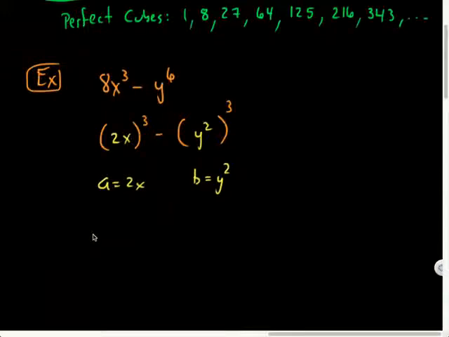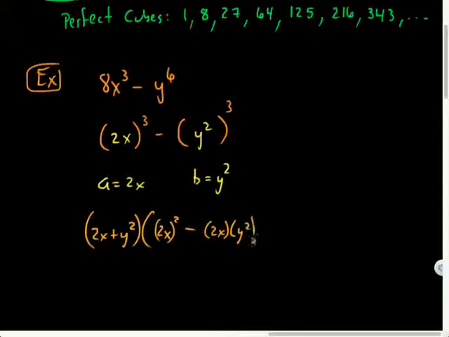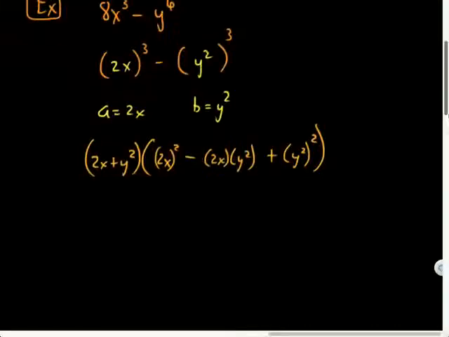So that's going to be a plus b, so that's 2x plus y squared, times a squared, so that's 2x all squared, minus ab, so that's 2x times y squared, plus b squared, so y squared squared. Throw your hands in the air like you just don't square. Here we go. 2x plus y squared.